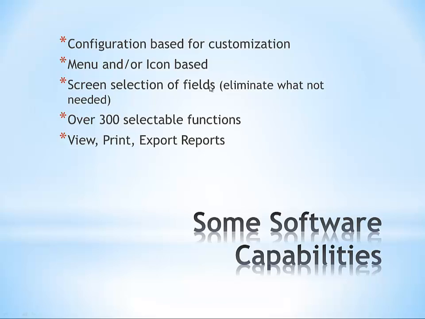Screen selection. Typically when we're doing demos, we will show you a very full screen with lots of different fields on it. We do that to show you some of the capability, and then if there are fields that you as a business don't need, those are simply eliminated from the screen. So we simplify the screen when it's configured for a customer so that only the fields that are of interest will show up on the screens.